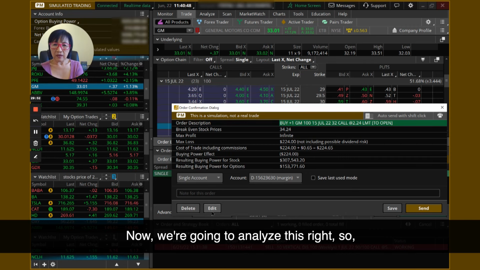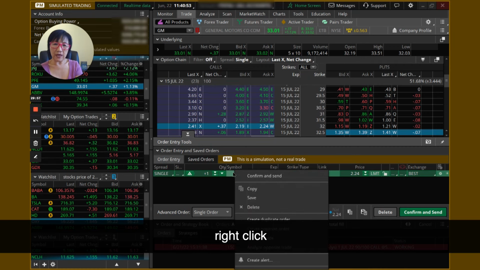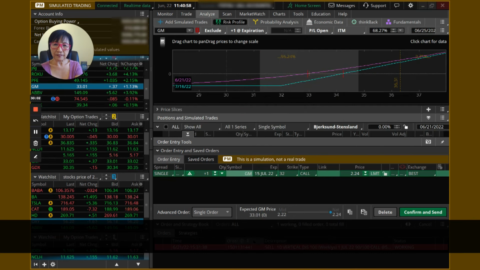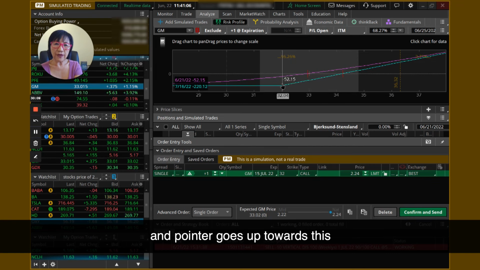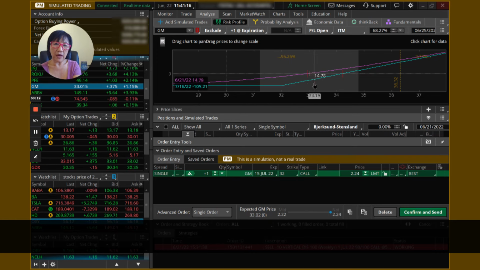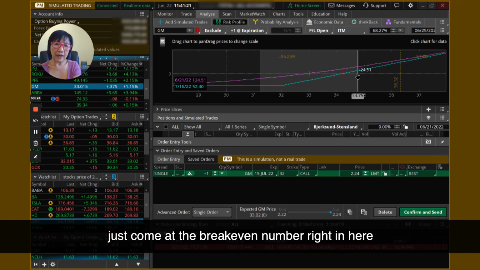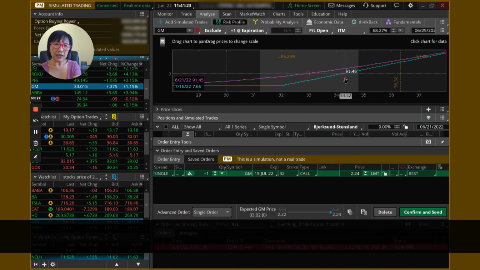Now, we're going to analyze this, right? So we will go into this green area, right click, and analyze trade. And again, you pay attention. As my pointer goes up, the market price is higher. It's like 29, 30, 31, 32. These are all market prices here. So if I go up, you can just see right here, you don't have to go like this, but just come to the break-even number right in here.